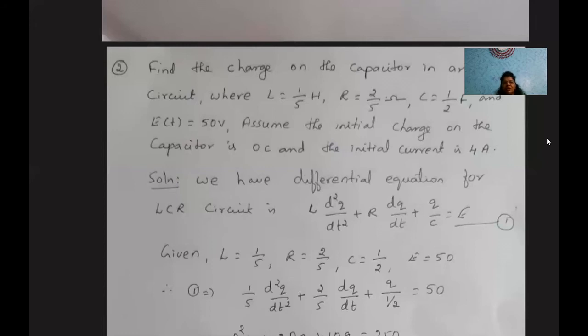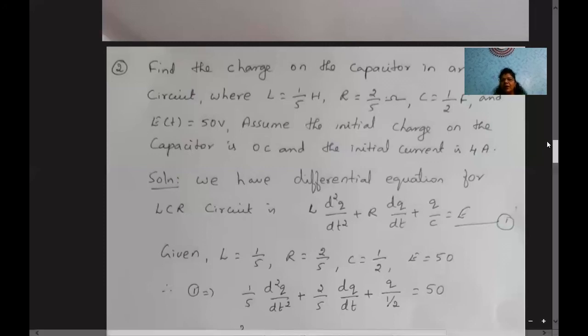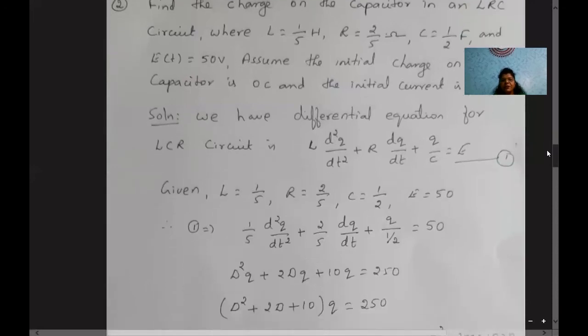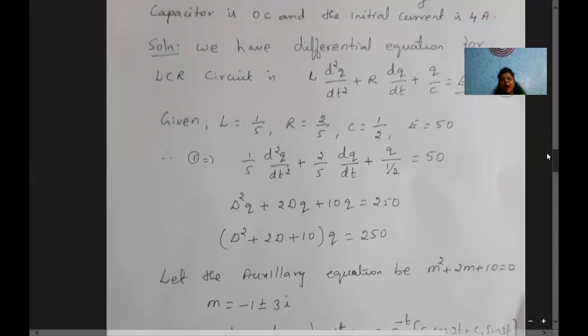To find the charge, I have to use the LCR circuit differential equation. What is that? L d square Q by dt square plus R dQ by dt plus Q by C is equal to E. As usual, you keep it as equation number 1. Substitute the given values of L, R, C and E.